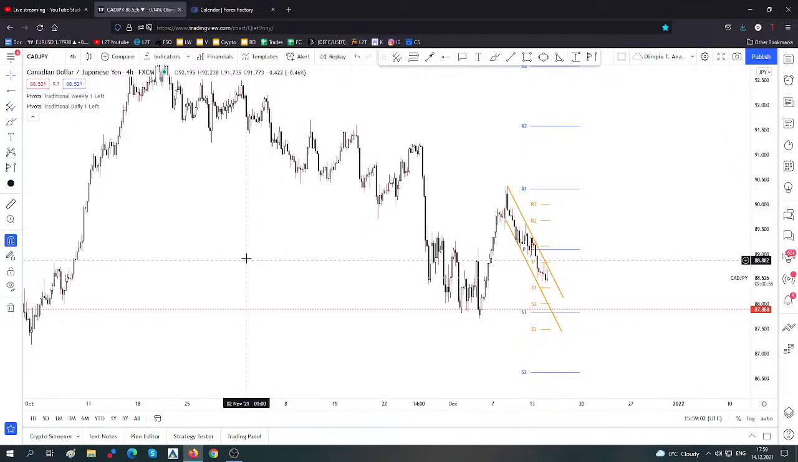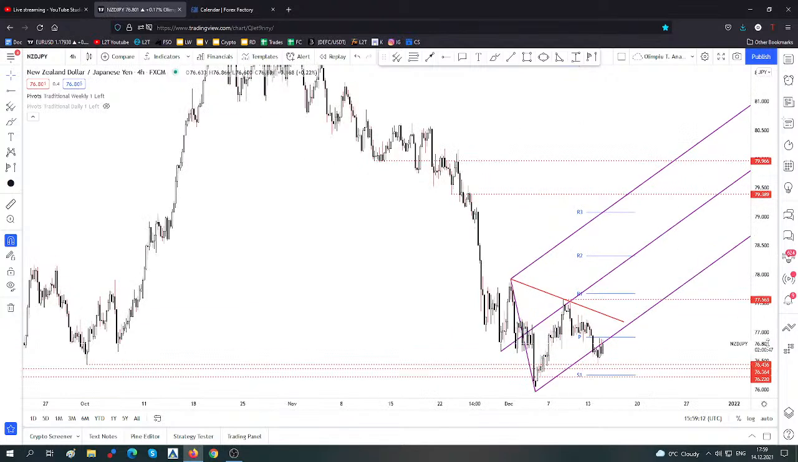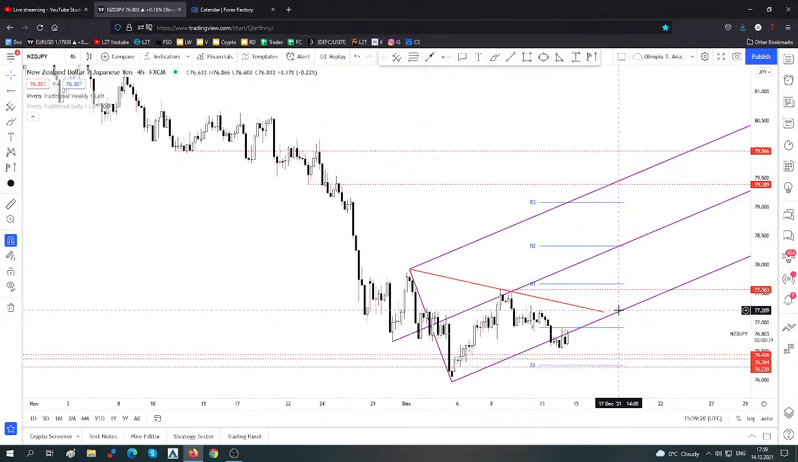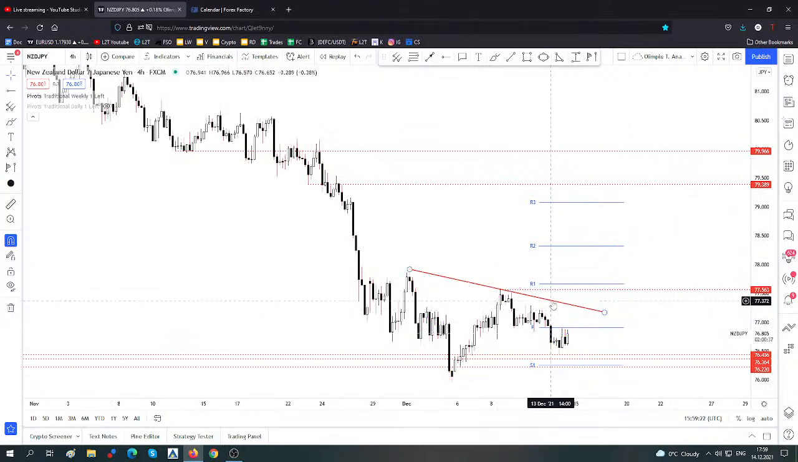New Zealand dollar, Japanese yen. This is my opinion. Don't forget, these are only my opinions, my analysis, my thought process. I'm not a financial advisor, so these are not trading recommendations. Everything is for educational purpose. Don't forget that.